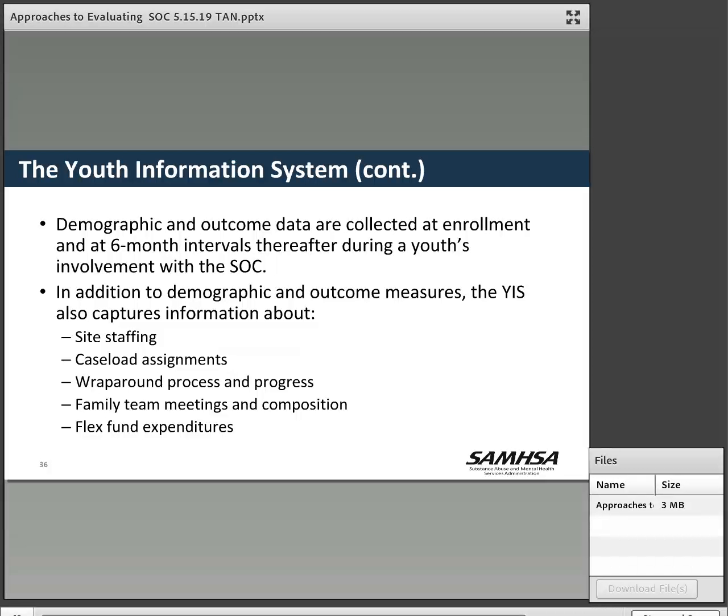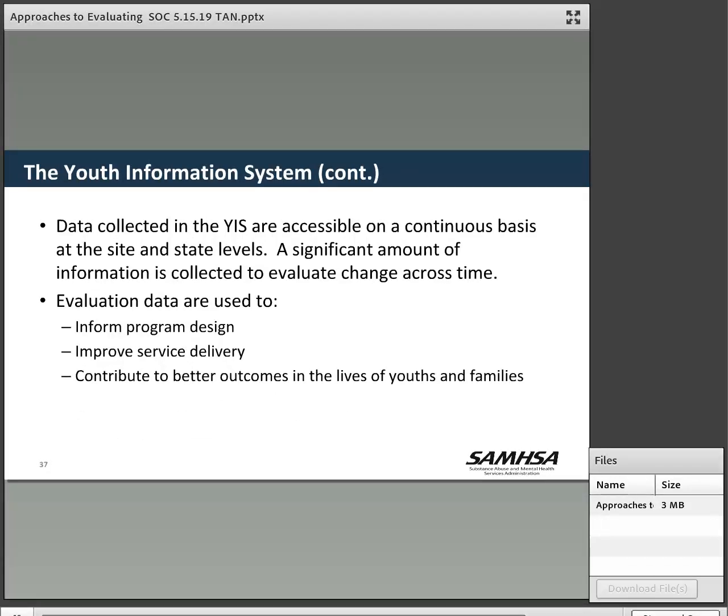So we collect demographic and outcome data at enrollment and at 6-month intervals as long as a child, youth, or young adult is enrolled. In addition to the demographic and outcome measures, we also collect information about site staffing, caseload assignments, wraparound process and progress, family team meetings and composition, and flex fund expenditures. With the site staffing and the caseload assignments, we're looking at turnover, and we've been involved with some data sharing as we look at that with other states as well.